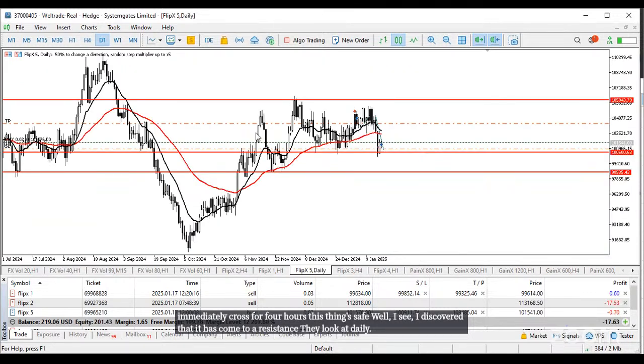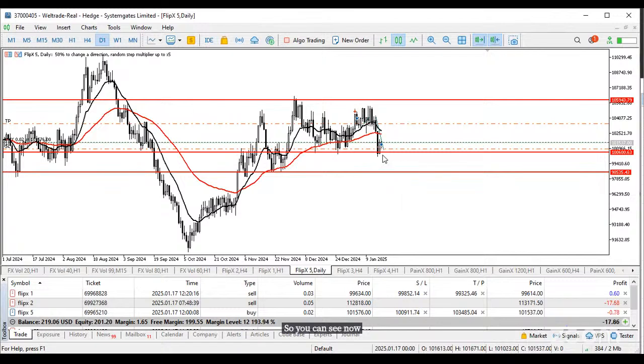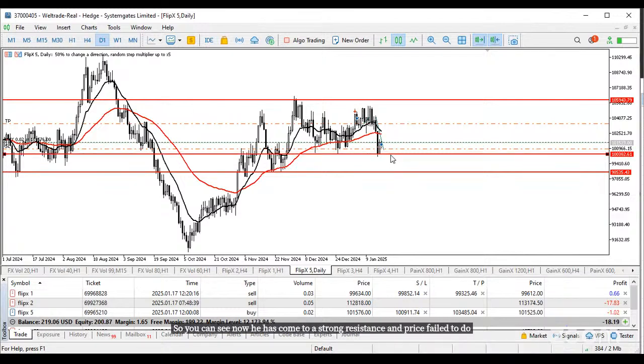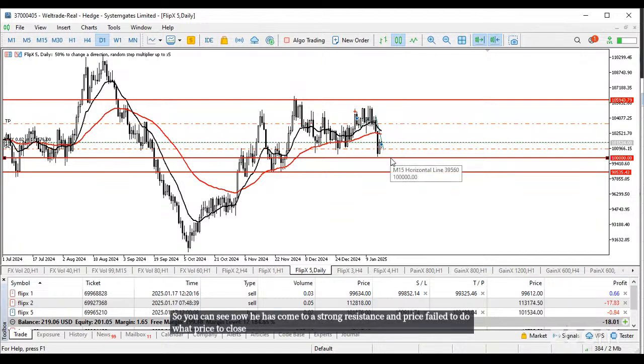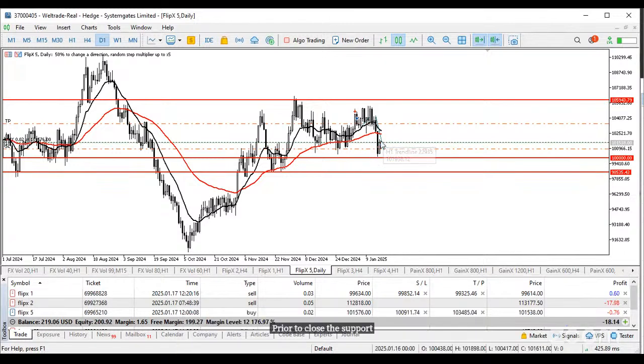So you can see now it has come to a strong resistance, and price failed to do what? Price failed to close below these supports. Why is it bouncing? Price failed to close below the support. Then we have a bullish bounce.